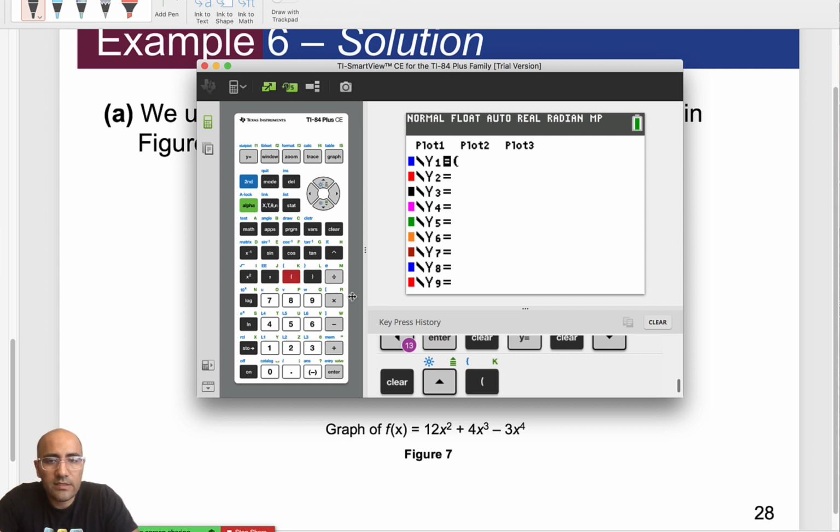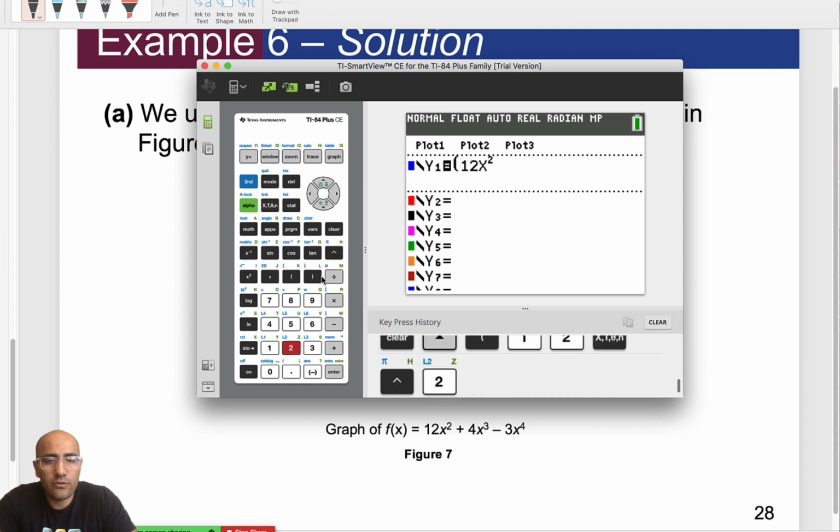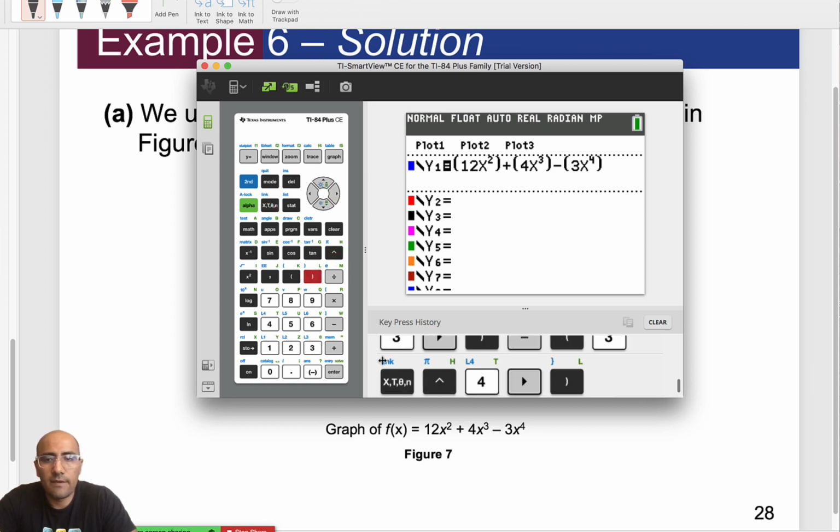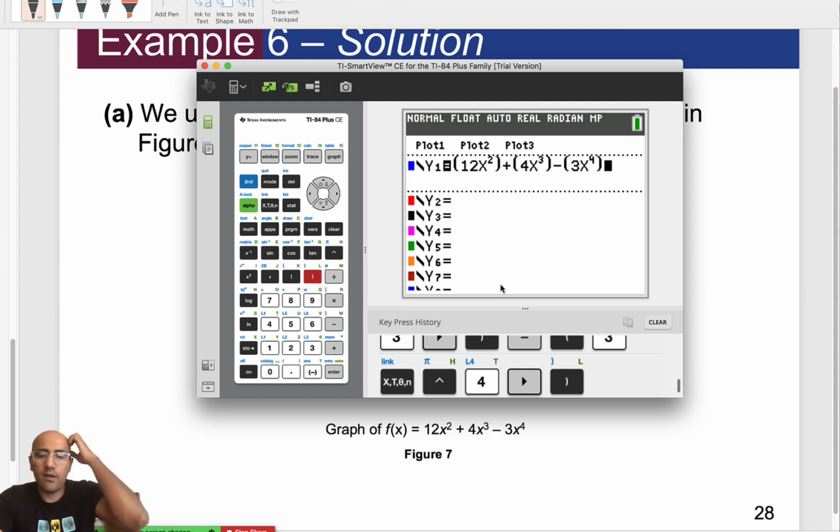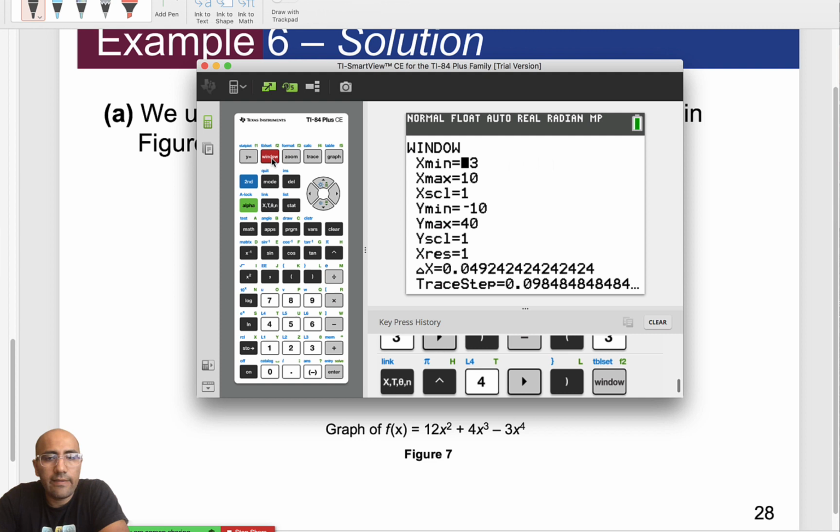I like to wrap it in parentheses because some of the older calculators have really ugly user interfaces here, so raising all those powers can get kind of ugly. So 12x to the power of 2, close parentheses. Oops, see how that got ugly? Delete that. Close parentheses. Plus, open parentheses, 4x to the power of 3, close parentheses, minus, parentheses, 3x to the power of 4, close parentheses. Okay, so there is my equation, and then the window, right?